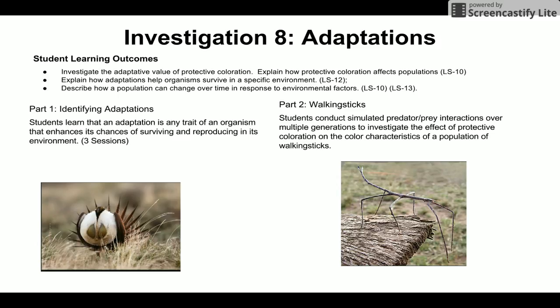Part 1, Identifying Adaptations. Students learn that an adaptation is any trait of an organism that enhances its chances of surviving and reproducing in its environment. Part 2, Walking Sticks. Students conduct simulated predator-prey interactions over multiple generations to investigate the effect of protective coloration on the color characteristics of a population of walking sticks.